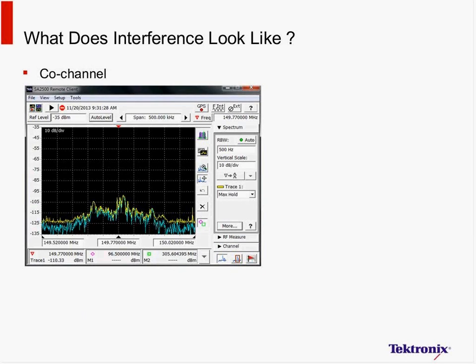So now when we think about interference, let's look at co-channel interference first with a regular spectrum analyzer display. Here we can see a peak hold and an average trace looking at a specific span. Looking at the same span with a real-time display shows us there's actually a co-channel signal underneath the signal that's being shown here.